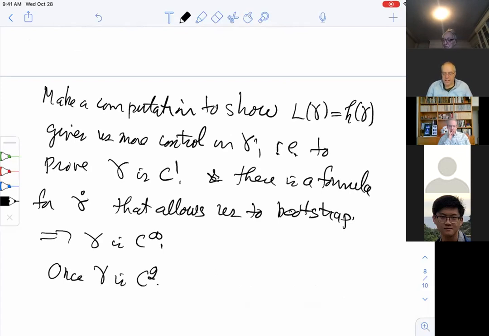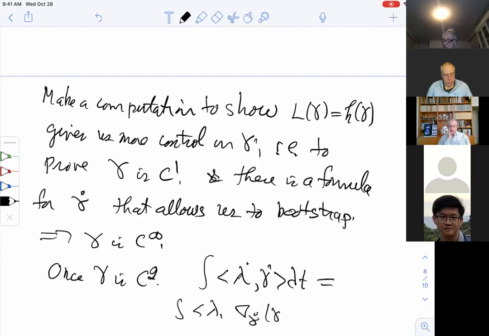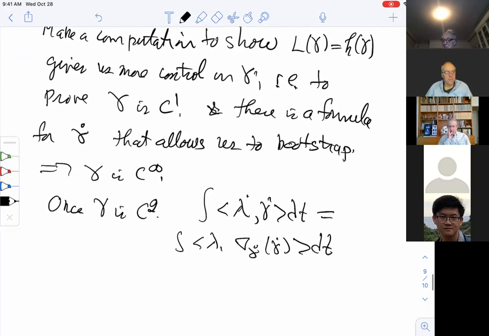Once it's C2, you can do the usual thing to show that the derivative of lambda dot gamma dot dt is, you switch the derivative, you integrate by parts, it's the integral of lambda, covariant derivative in the gamma dot direction of gamma dot dt. That argument that we've talked about before, integrating by parts to move the derivative from here to here, I guess is a minus sign. And now that's got to be true for any lambda in the tangent space.